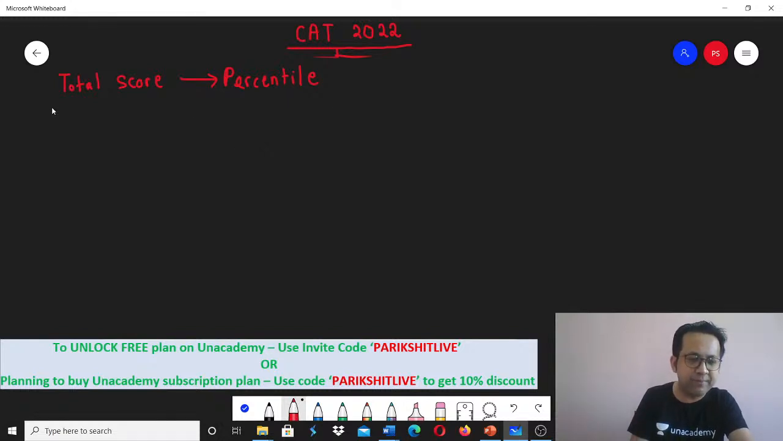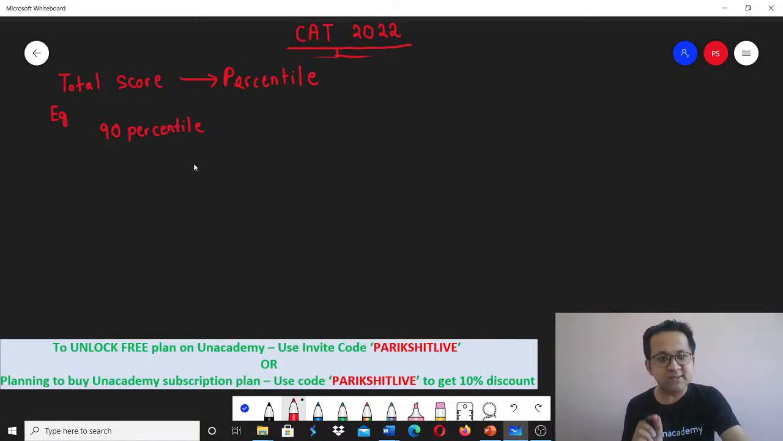Let's take an example. If you get 90 percentile, remember it's not percentage, it is percentile. If you get 90 percentile in the CAT, it means you have scored better than 90% of the students who wrote the exam.